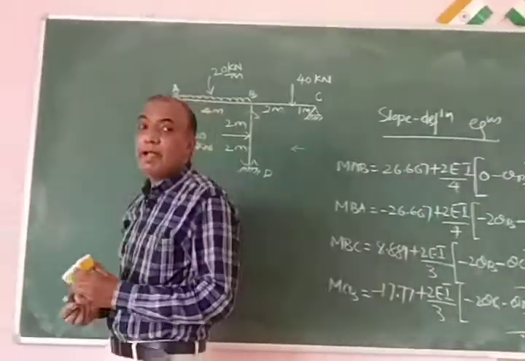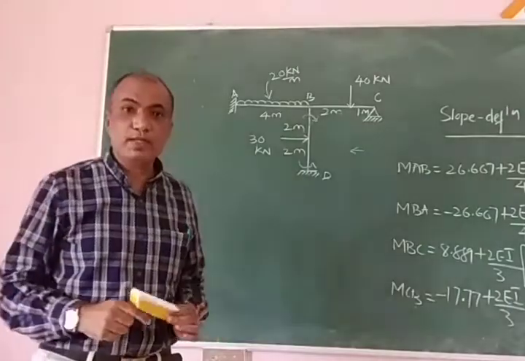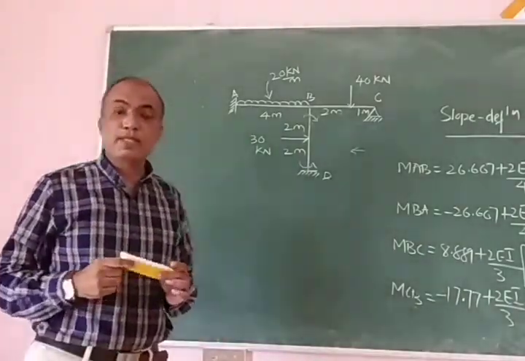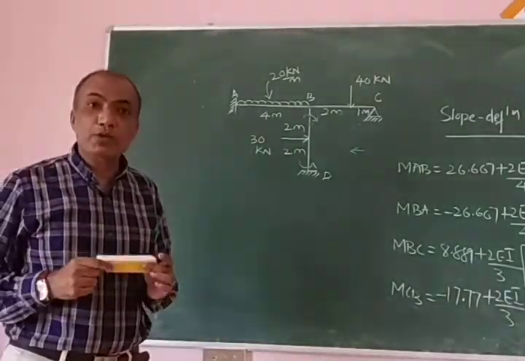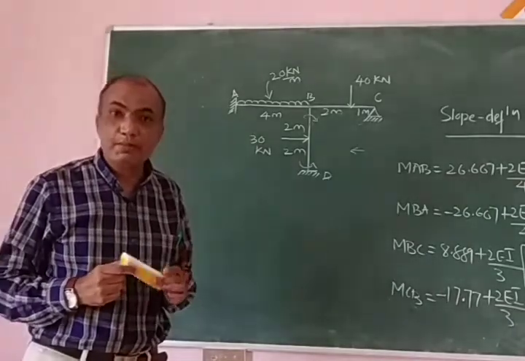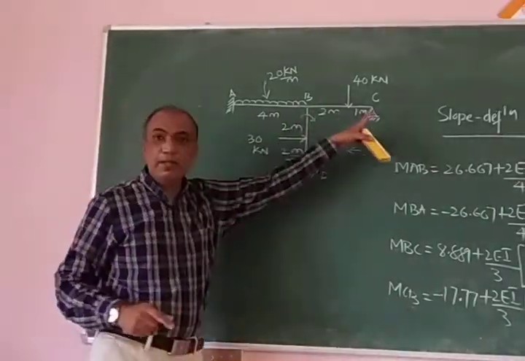Once again, I will come back to this problem. Don't lose the focus. This is the new problem. This is the frame, and you are supposed to analyze using slope deflection method. The primary unknowns are theta B and theta C.